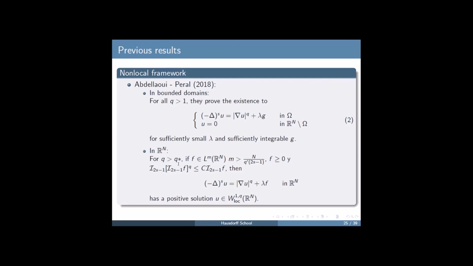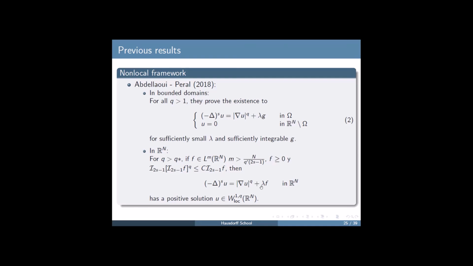If q is greater than q star, and if the function f is in L^m with m sufficiently large and non-negative, and if it satisfies this relation with the Riesz potential, then you have a solution of this problem in R^n, and the solution is in W^{1,q}_loc of the whole space. So this result is like a version of our result, but it's for a function f in L^m with m sufficiently large.